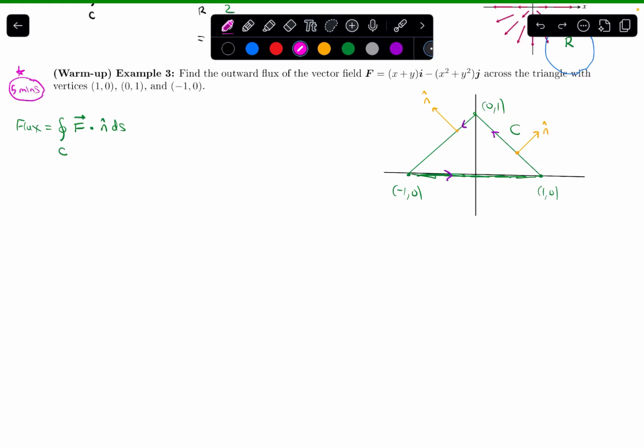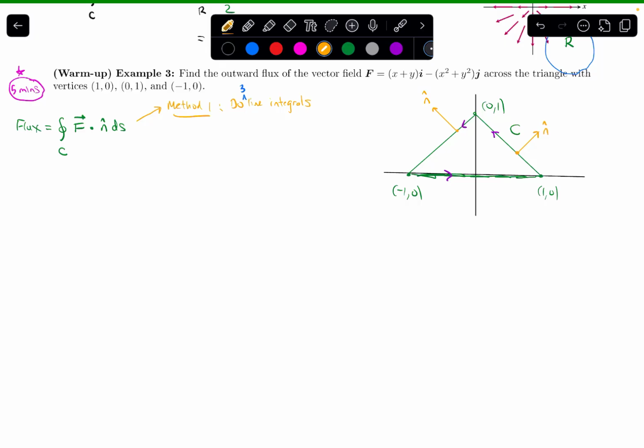Okay, so hopefully you paused it and tried it. Let's talk about it. There's two common ways I can go about finding this flux. Method one is actually do the line integral. Because there's 3 different sides to the triangle, I'll have to do each one separately and then add them together. So we'd have to do 3 line integrals and then add them up.